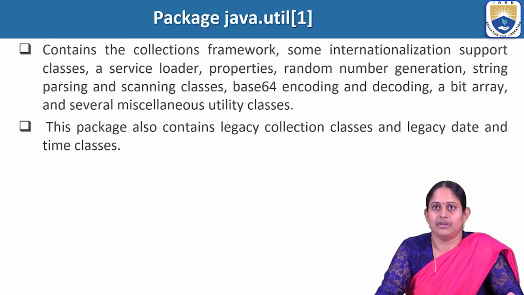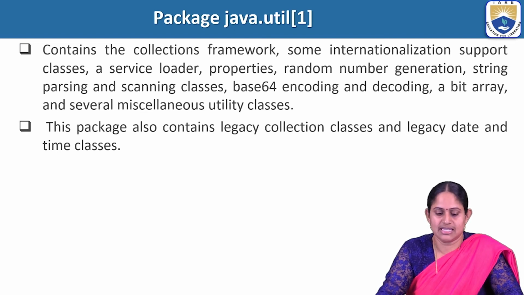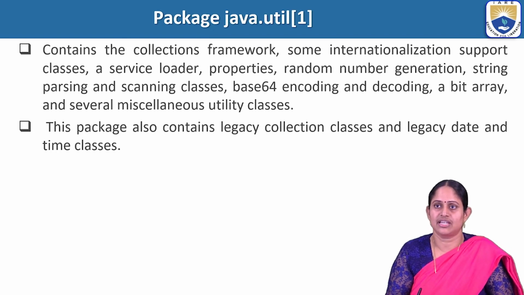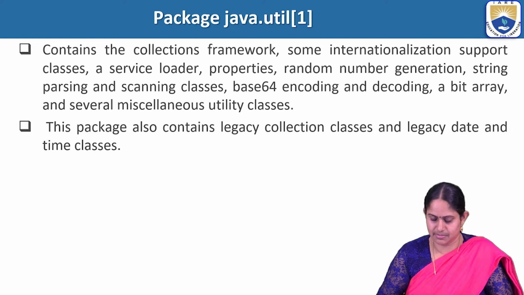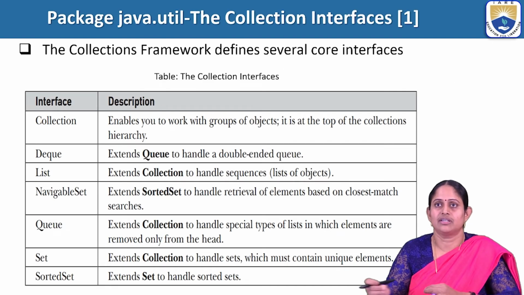Next is the java.util package. This java.util package contains the collection framework, some internationalization support classes, a service provider, properties, random number generation, string parsing and scanning classes, Base64 encoding and decoding, a bit array, and several miscellaneous utility classes. This package also contains legacy collection classes and legacy date and time classes. Now let's look into the collection interfaces.